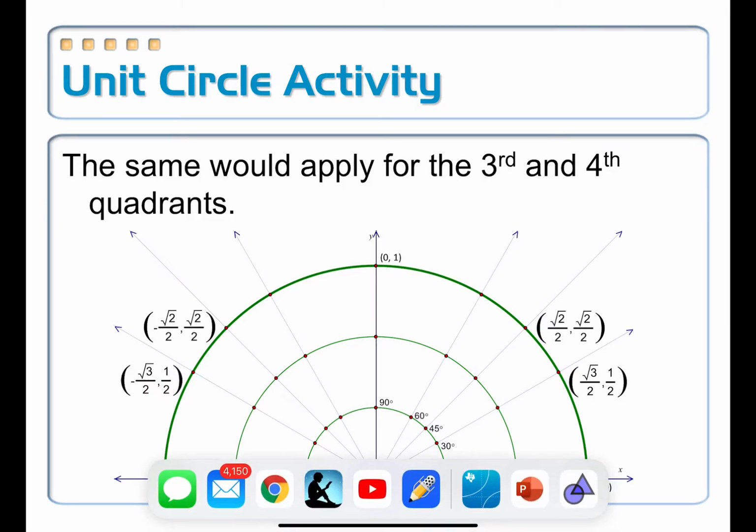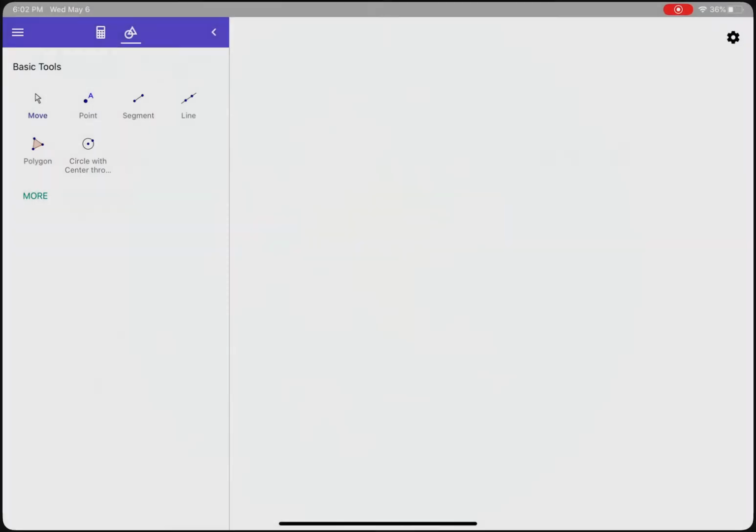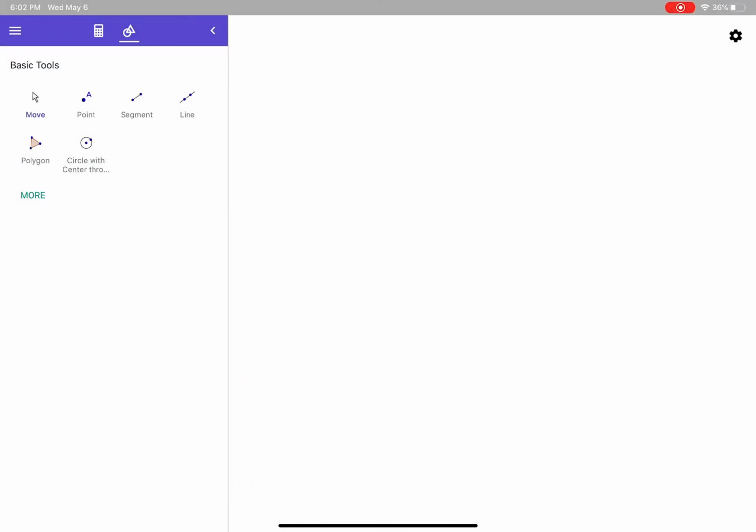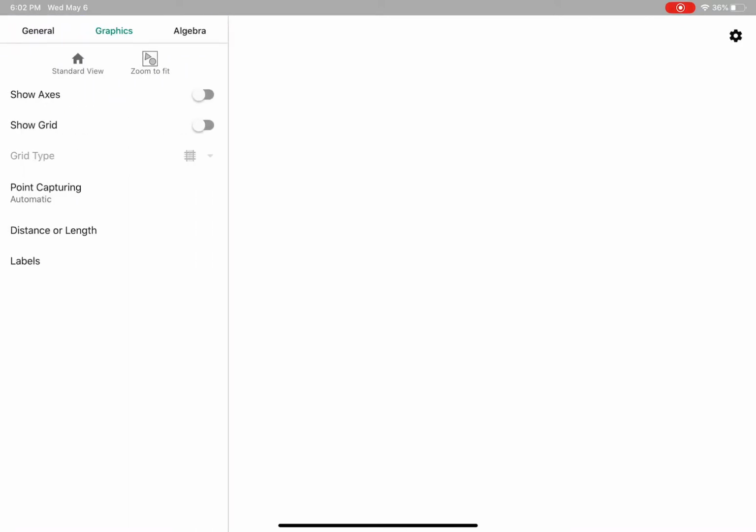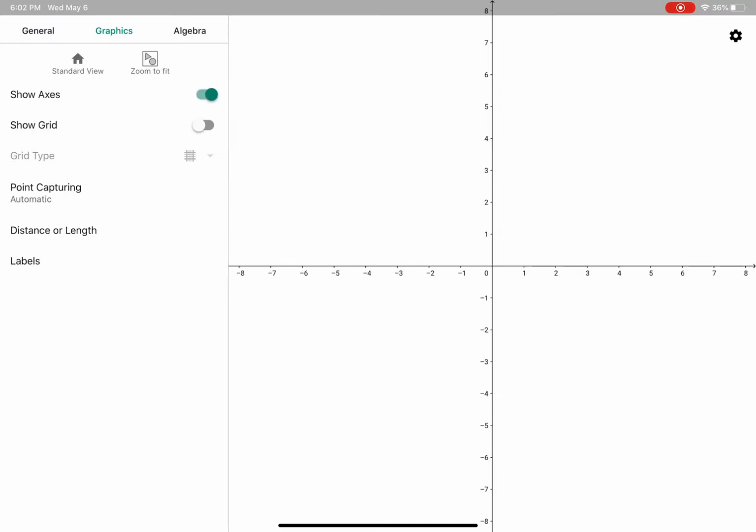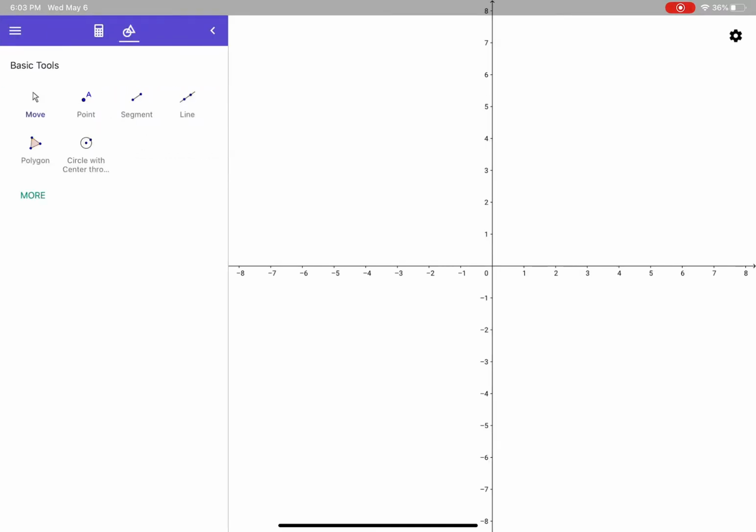So I'm going to do a little GeoGebra investigation. If you have access to a web browser, just go to geogebra.org, or perhaps you're on a device where you have the GeoGebra app. And I'm going to graph myself that unit circle. So I'm going to turn on my axes here. I don't need the grid. I'm just going to turn on the axis.